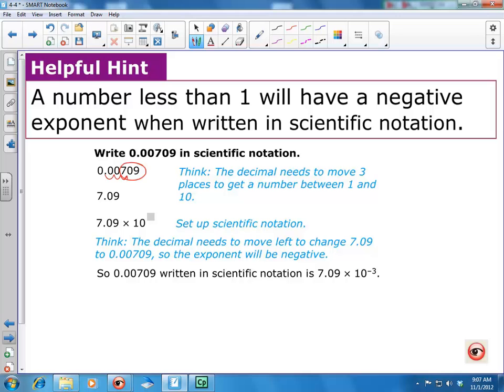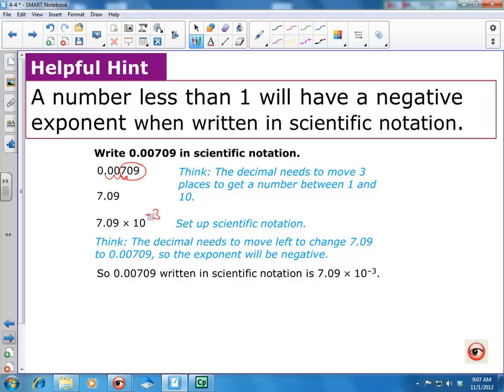Well, how many times do we move our decimal to get it over there? 1, 2, 3 places. Okay? So, since we moved that over 3 places, that's going to be our exponent. And since the number was smaller than 1, our exponent has to be negative. So that's how we get 7.09 times 10 to the negative 3rd power.